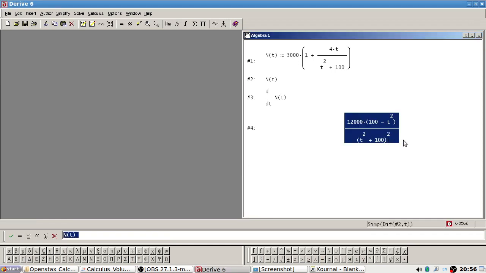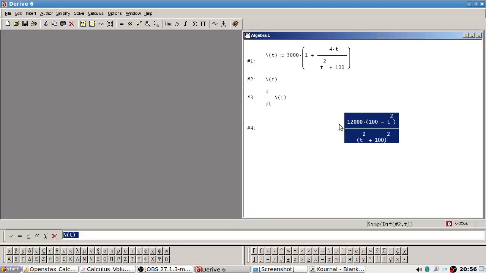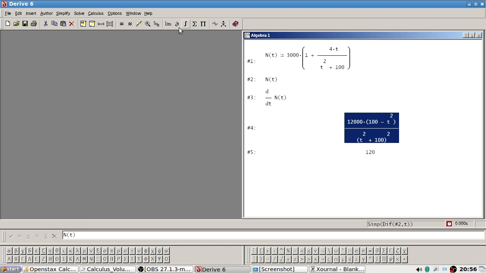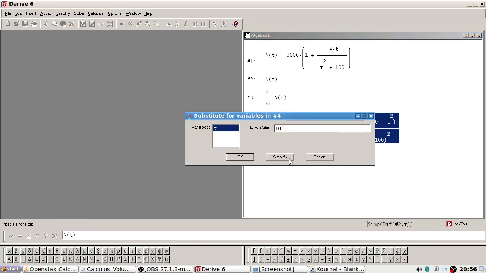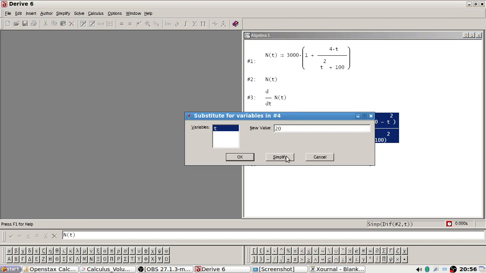There we go. Find it at 0, 10, 20, 30, and 40.